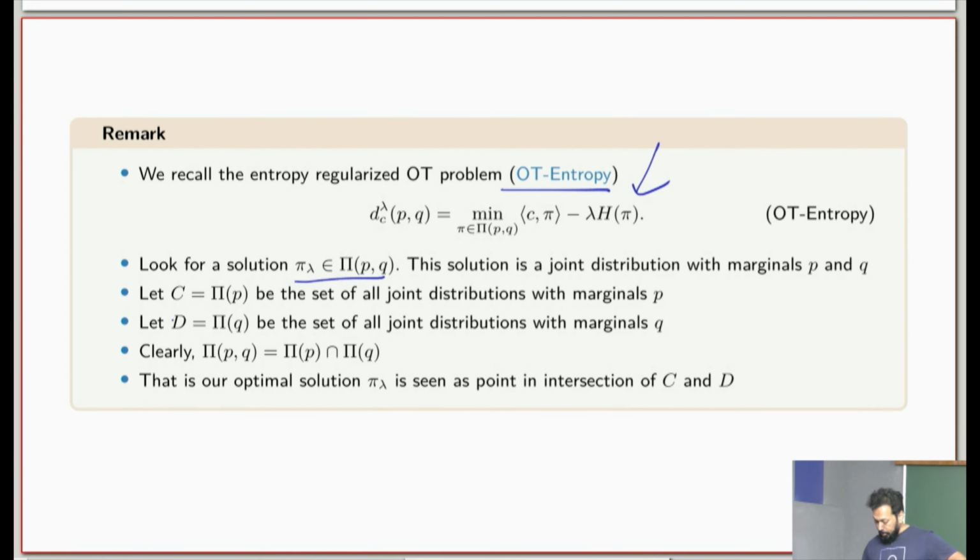Let us define some notation. Capital C is the space of joints where the only guarantee is that the marginal with P is there. As if the row sum guarantee is there, the column sum guarantee is not. You may see this as one type of set where the marginal with P is there, and then another type of set where the marginal with Q is guaranteed, but the other way is not guaranteed.